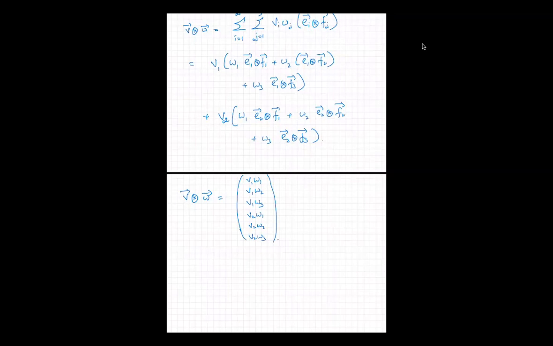Hello, sir. Sir, when you are saying that Ei cross Fj has two indices, one is i, another is j, why is it a column vector instead of a matrix? I mean, it should be a matrix now because it has two indices, so it can be n cross m something matrix.